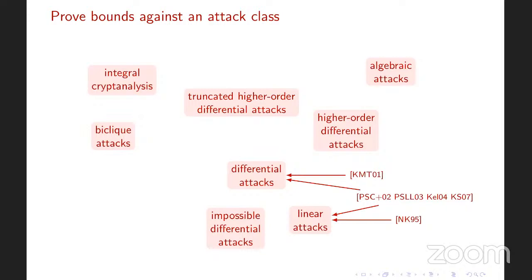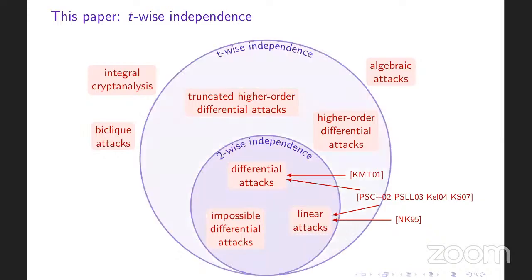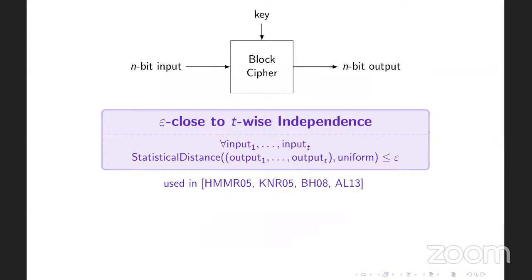In this paper, we promote the study of T-wise independence. It is a desired property of block ciphers, and it implies resistance to many attacks. When T equals 2, it already implies resistance to linear and differential attacks. Larger T implies resistance to more attacks. So T-wise independence is a very natural property. For any T inputs, the corresponding T outputs should be close to i.i.d. uniform. Here we measure closeness in statistical distance. For feasibility, the key length has to be at least T times the output length to have enough entropy.